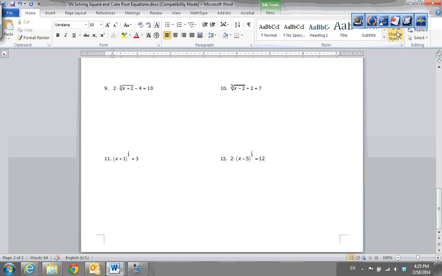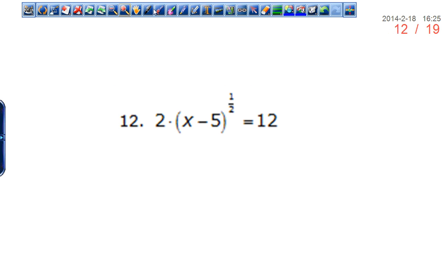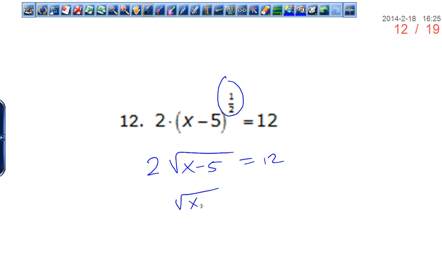The last couple, review of last time, anytime you got the exponent power with a fraction, that just means square root. And so for number 11, that other one to the left, that would be cube root. So then we divide by 2 first. Square both sides, so x is 41.